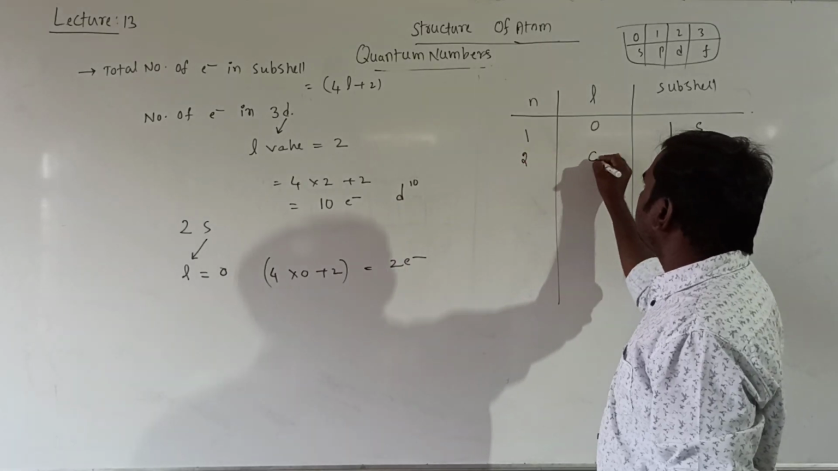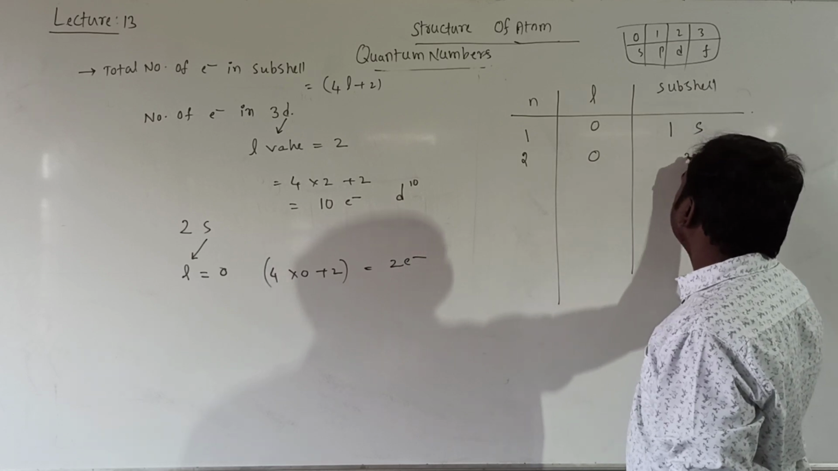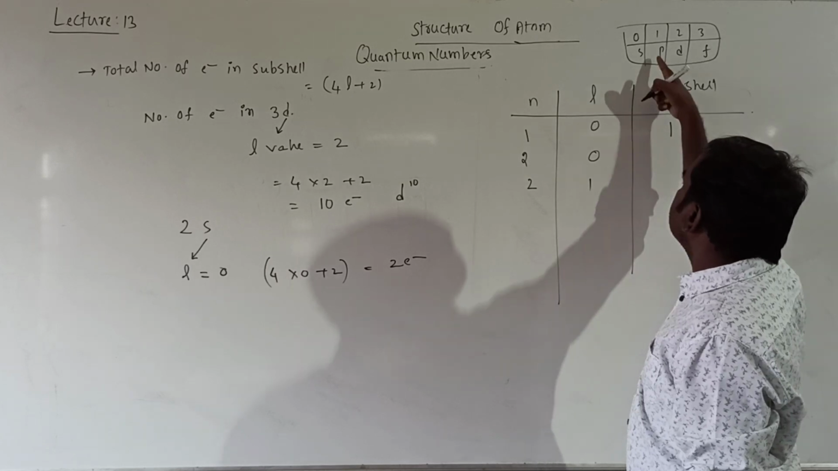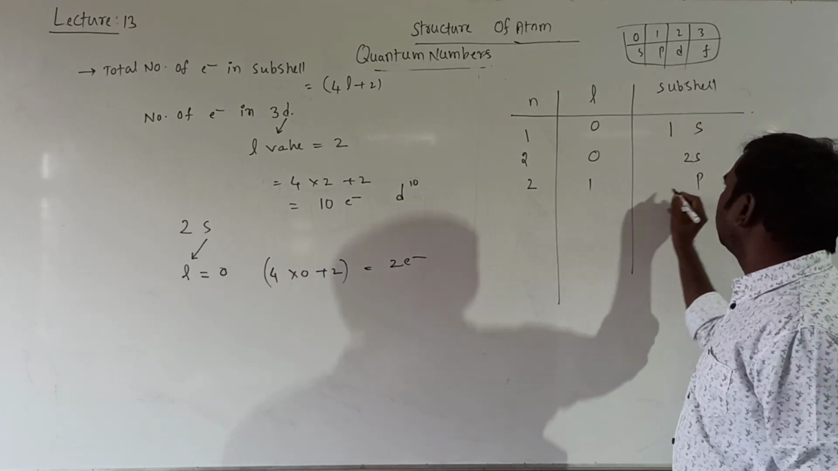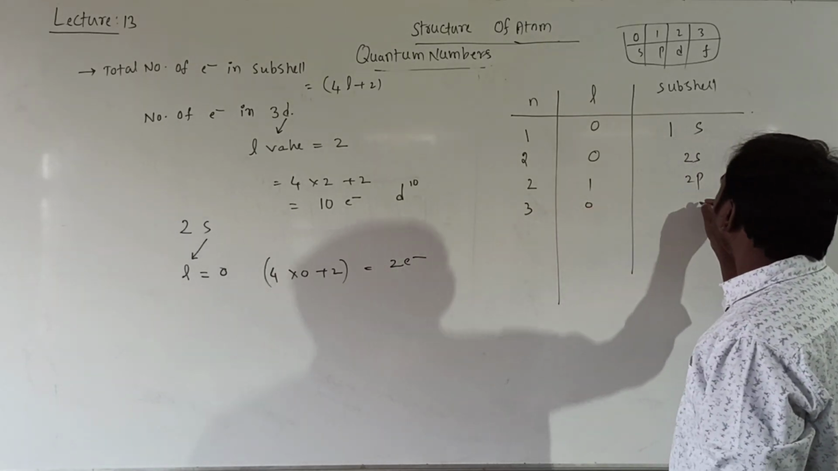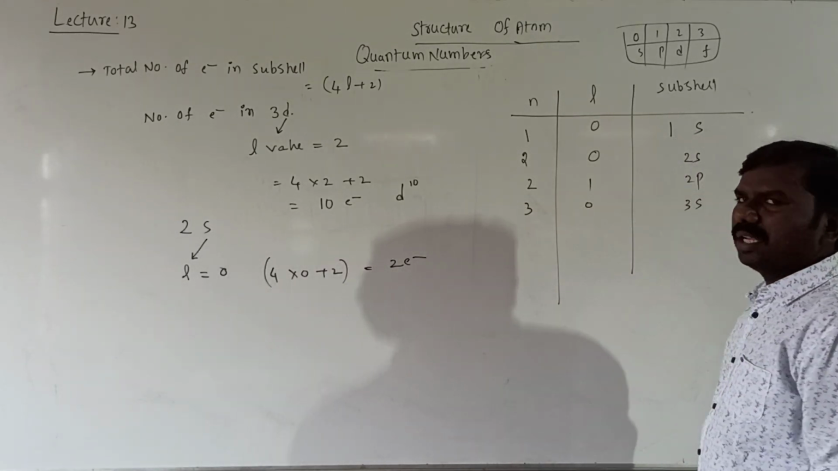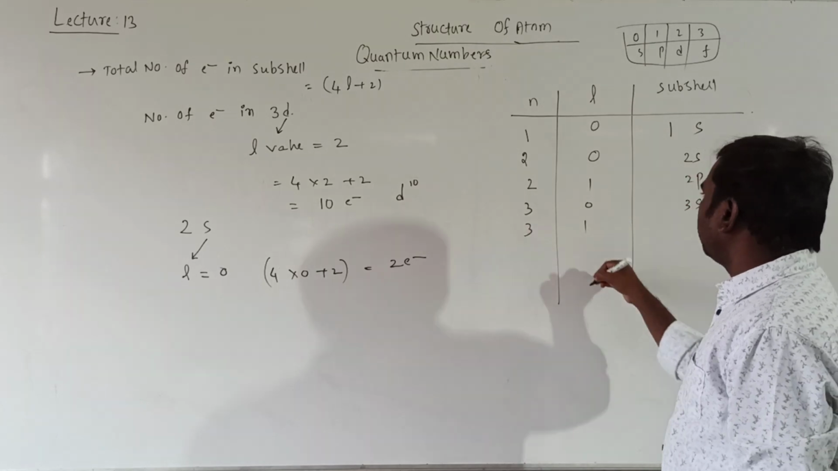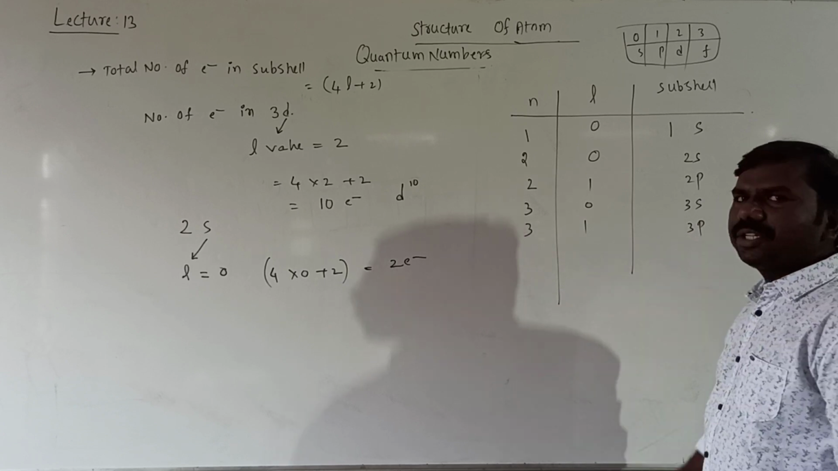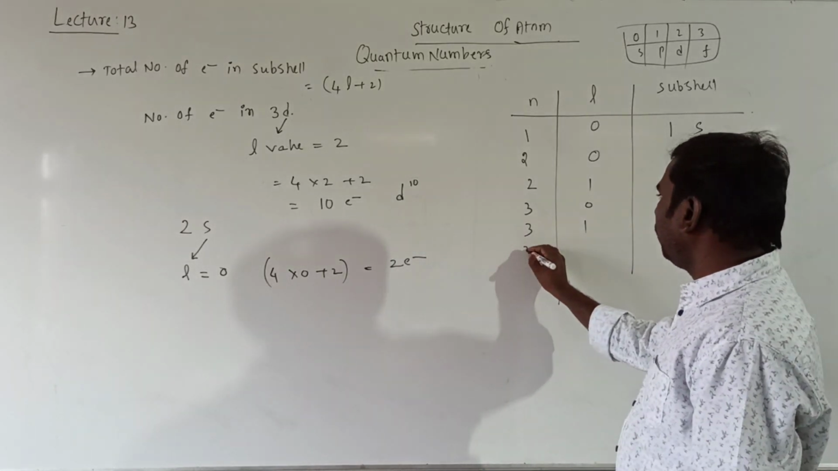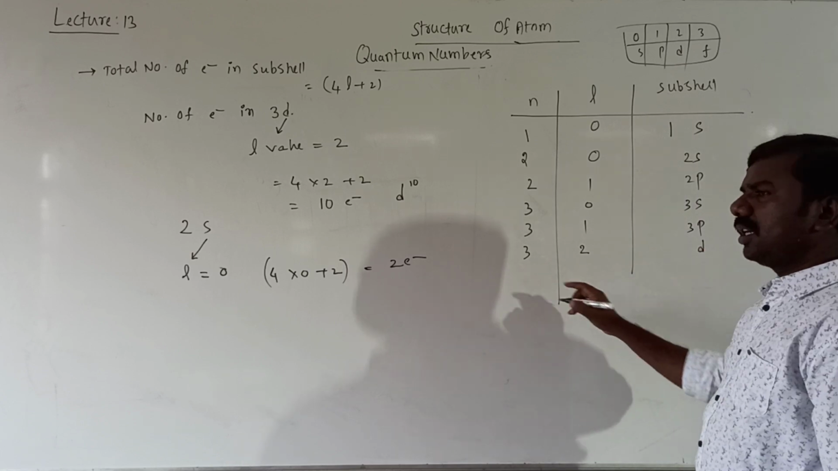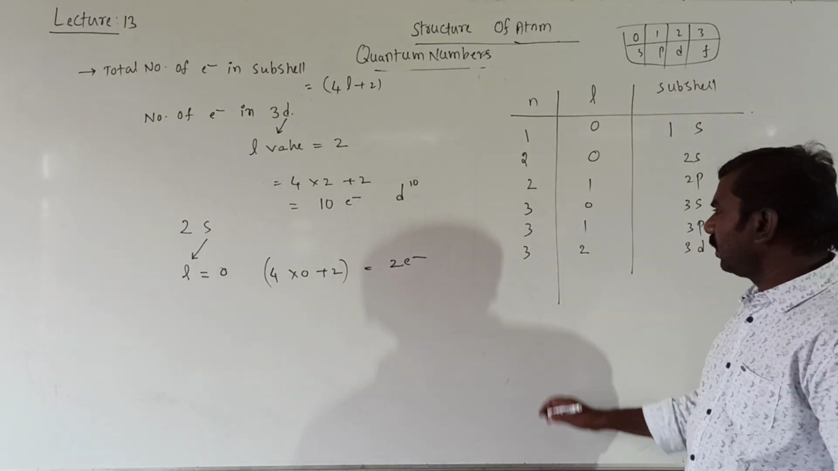If it is 2, 0, 0 means s, 2s. 2, 1, 1 means P, it is the second main shell, that's why 2p. 3, 0, 0 means s, third main shell, that's why 3s. 3, 1, 1 means P, third main shell, that's why 3p. 3, 2, 2 means D, third main shell, 3d.